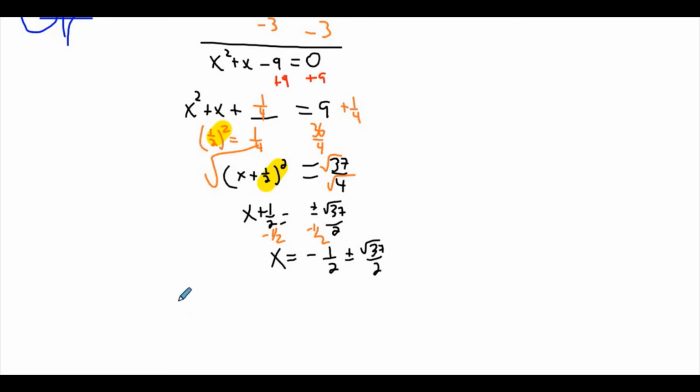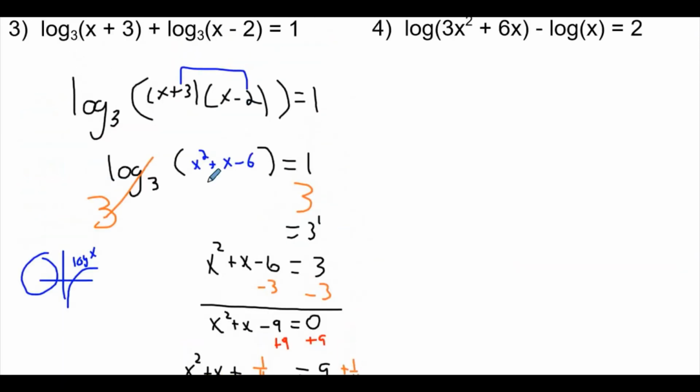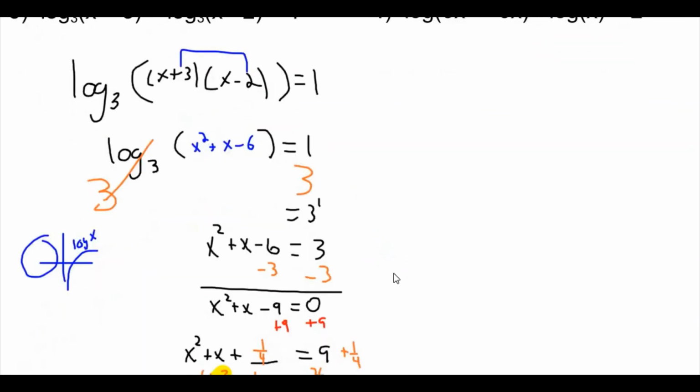Well, here are the answers. Negative 1/2, right? So negative 1/2 minus the square root of 37/2. There's no way that works. And so then we also have, because it's just a negative and a negative, we also have negative 1/2 plus the square root of 37/2. And to see if that works, I sort of need to know, is this answer positive? Because if it's negative and I put it into here, we have a problem.